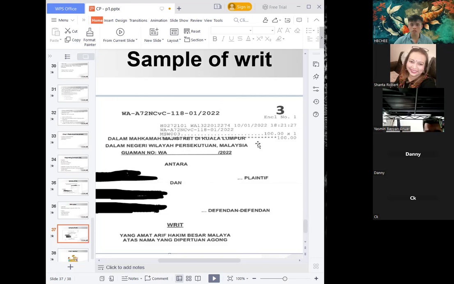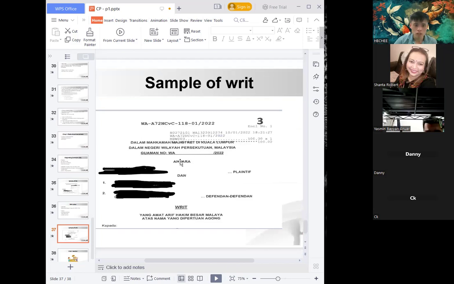The enclosure number is given by the court. Actually, the enclosure number is how many documents you have filed into the court. So enclosure number one means this is the first document you file into the court. So between this plaintiff and defendant, the writ.